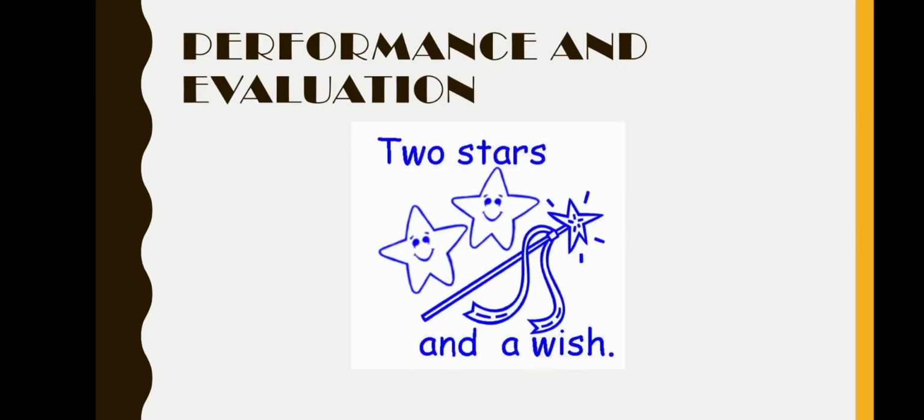Performance and evaluation. We are now going to watch your peers perform. Remember to be a quality audience, and whilst the group are performing, think about 2 stars, which are 2 things that you thought were positive about the performance, and 1 wish. This could be something they could add or change to improve their piece. Please pause the video here and watch and evaluate the performances.